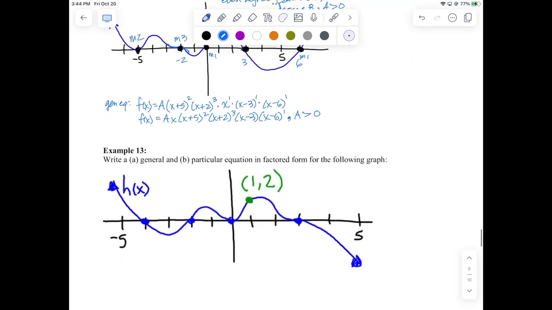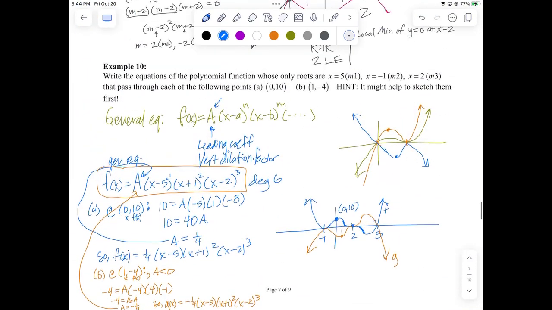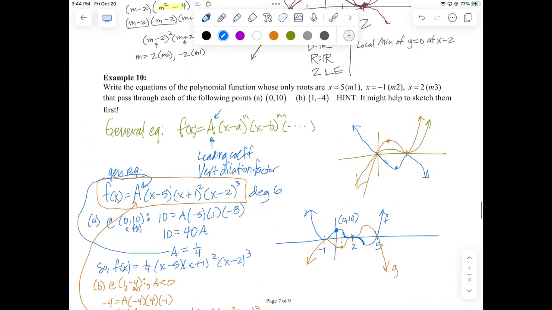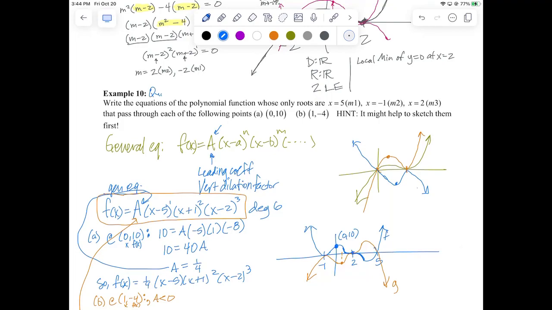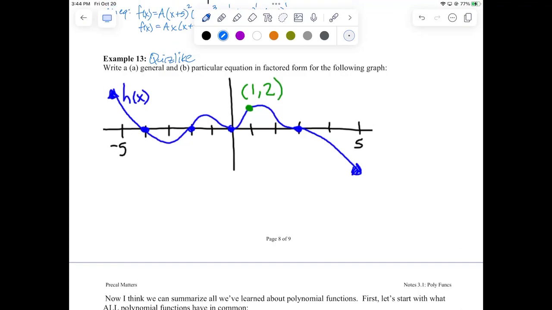All right, example 13, you're going to have a quiz on Monday, and this is going to be what your quiz will be over. So I'll say example 13 is quiz-like, very quiz-like. So are the others. Anything from example 10 that we've done today is quiz-like. So 10 is also very quiz-like. Okay, but I like making you get your equation from the graph because it requires you to know what the multiplicities are. So let's go ahead and number this first.